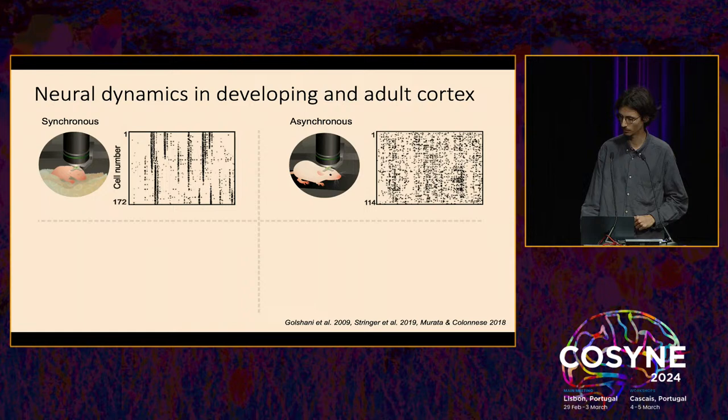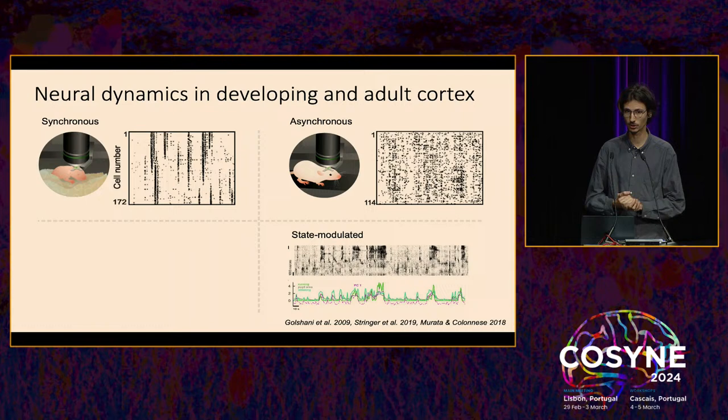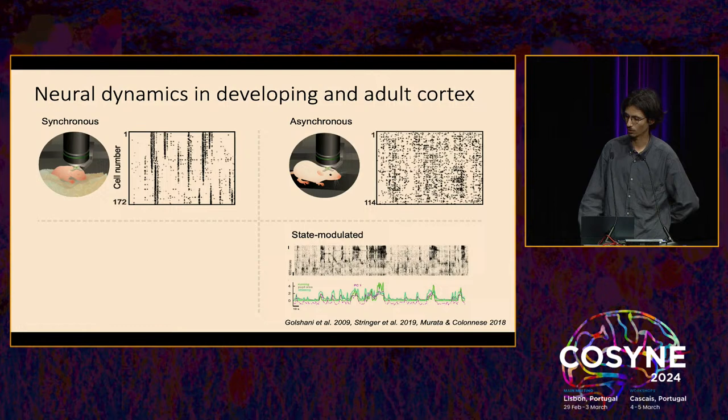And I'm also happy that I'm going after the previous talk, because I'm sure that you're all convinced now that there's this important role of so-called state modulation in neocortical circuits, where you can see here, for example, signals related to running, pupil area, and whisking, and they correlate very well with the activity of the neurons that are recorded simultaneously in the raster above. Even though there was some work on how this emerges during development, it is still a relative mystery.